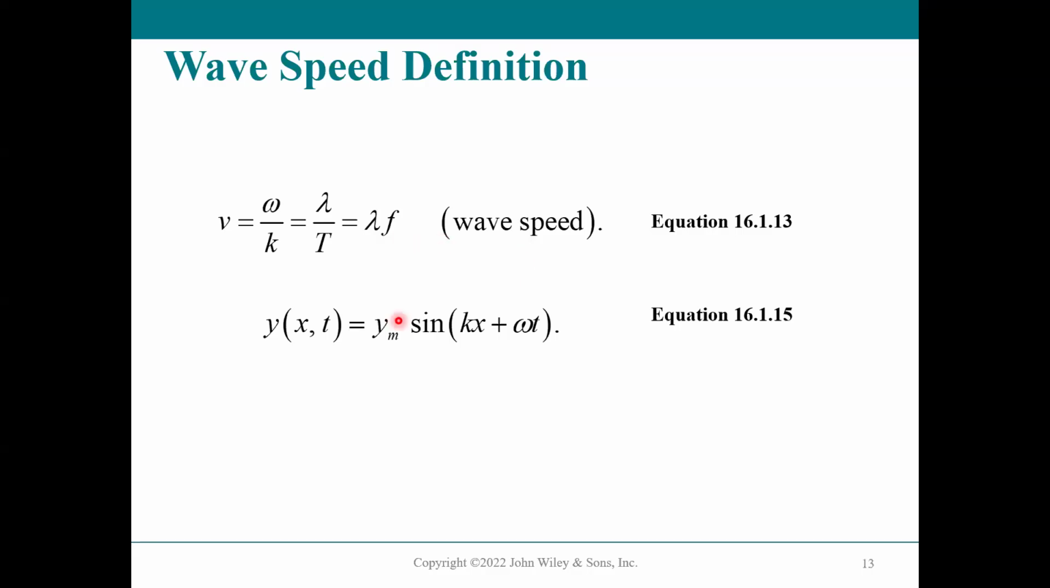So if we have the equation of a wave, we can determine the velocity, the speed. For example, y(x,t) equals y_m sin(kx plus omega t). We can calculate the speed by dividing omega by k. So omega divided by k is the speed of the wave.